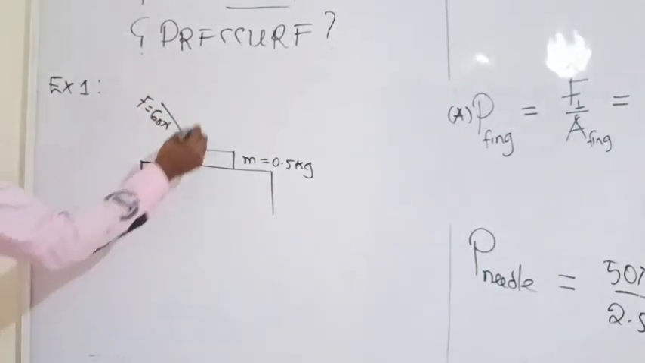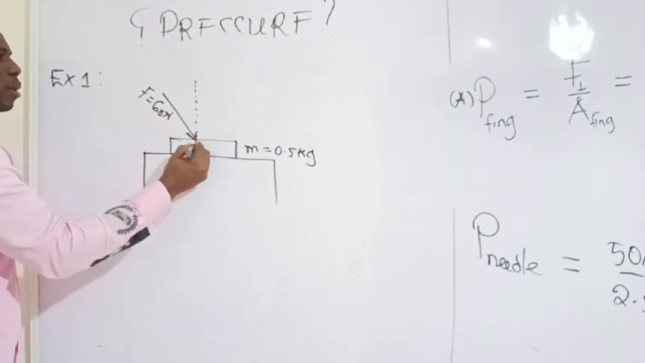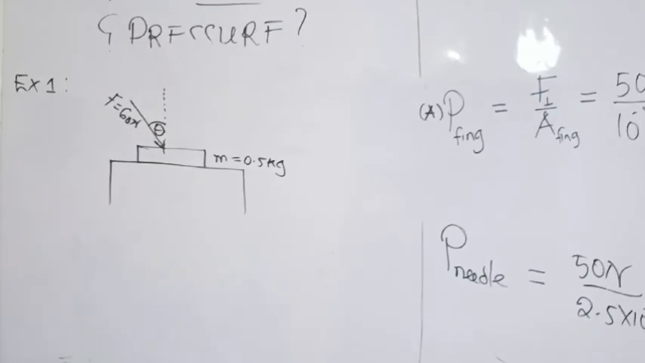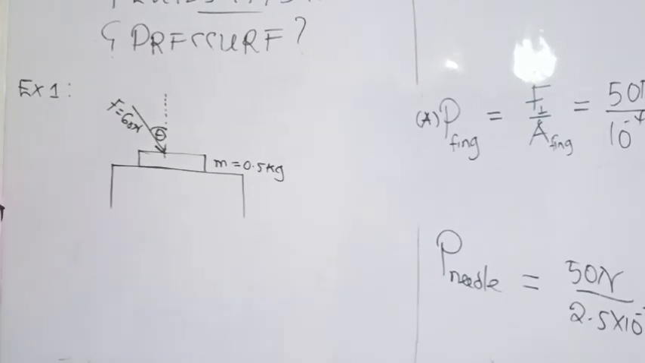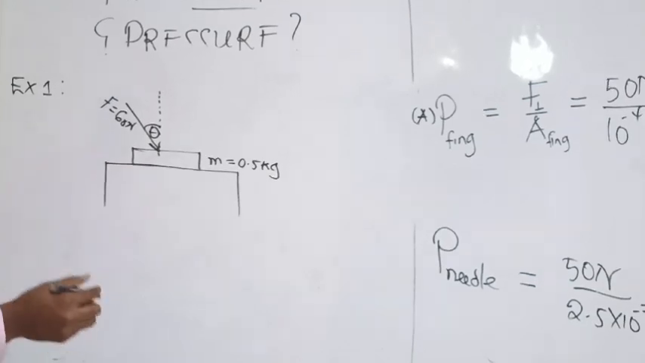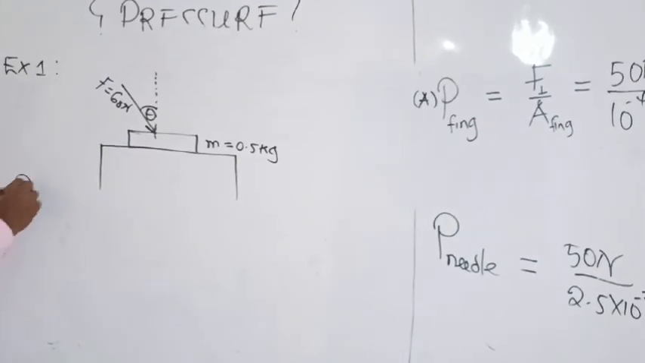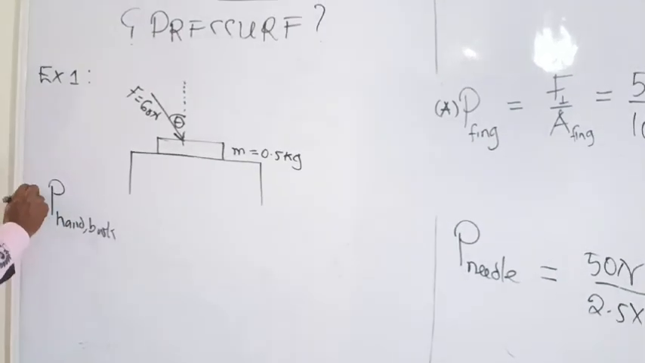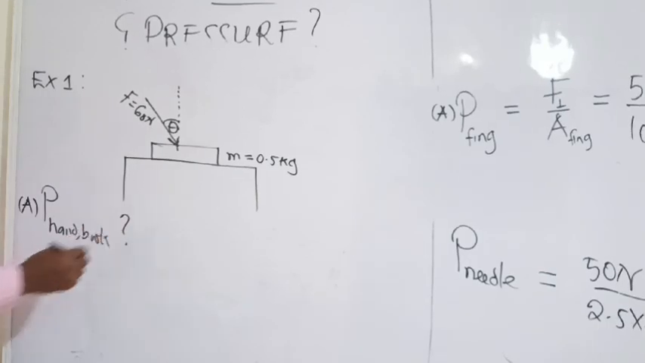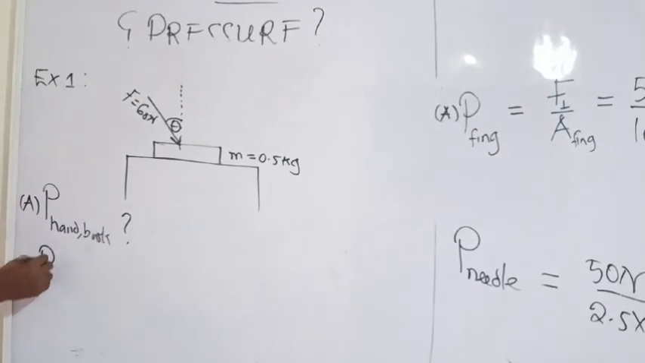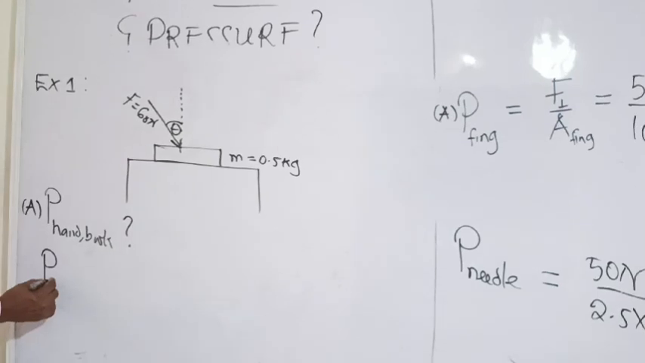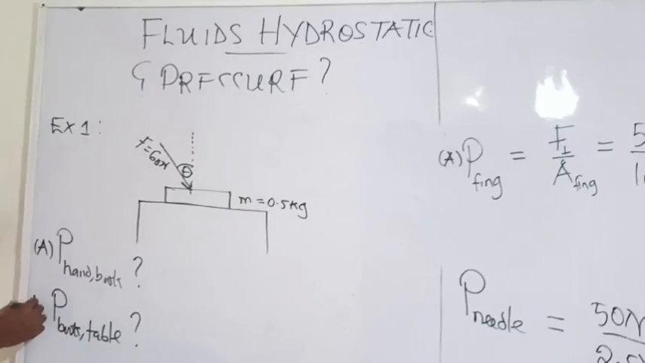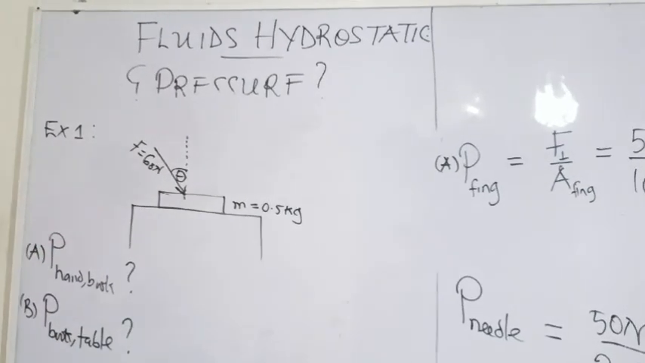But I'm exerting the force now at an angle theta relative to the vertical axis, right? Okay, and so the key question is this: what is the pressure from my hand to the book? That's number one. And number two is, what is the pressure from the book on the table? These are two key questions I would like to address.